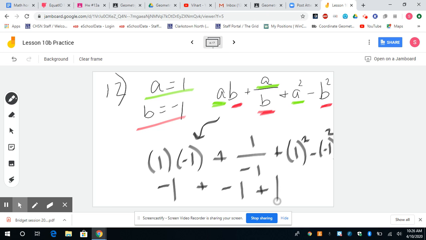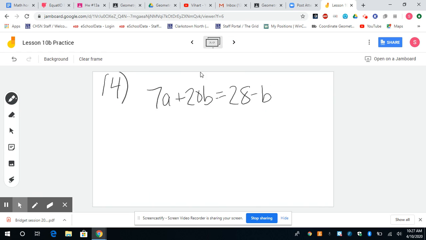Plus 1 squared is just 1. Negative 1 squared is also 1, but it's a minus, so it's a minus a positive 1. So we have negative 1 plus negative 1 is negative 2 plus 1 minus 1. Negative 2 plus 1 is negative 1. Negative 1 minus 1 is negative 2. It sounds confusing, but negative 2 would be the answer. And you can check what letter that is.